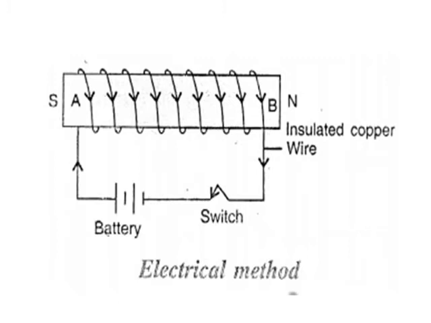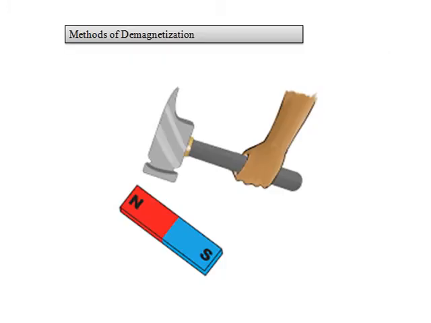In CSS MCQs, they focus on DC current. So the battery is there, which is the representation of DC current. Point to be noted, DC current must be there. So this is the electrical method of magnetization. If you have a steel bar, we can convert this steel bar into a magnet by using this electric method.